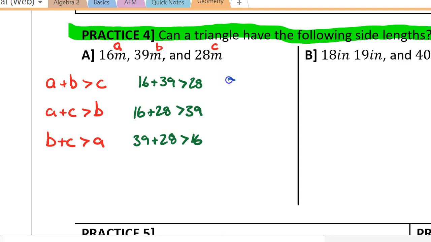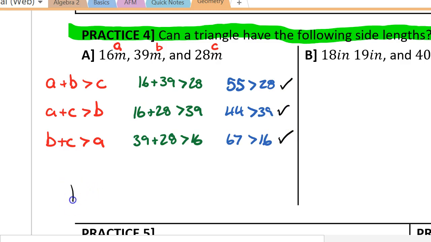Adding these values together, we get 55 is greater than 28, 44 is greater than 39, and 67 is greater than 16. Looking at all 3 of these, all of these check out, so that means this is true. A triangle can be formed. Can form a triangle.